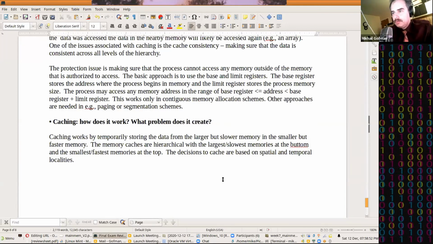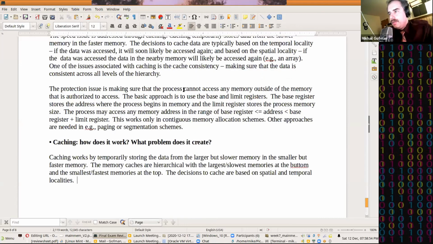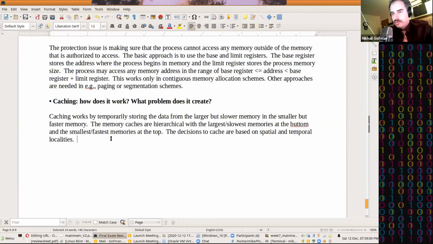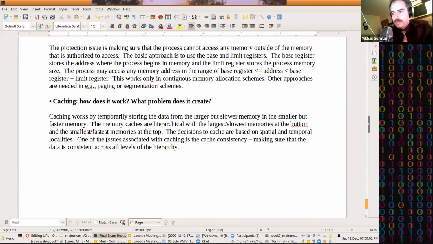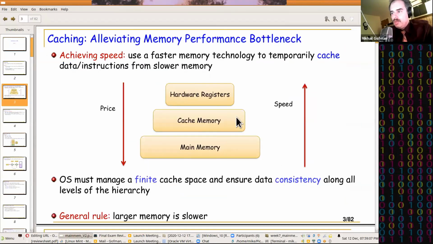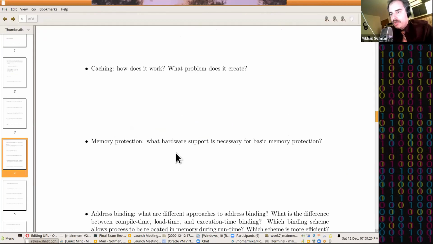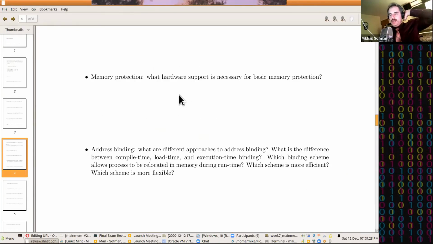Okay, and basically I'll just copy this part. So one of the issues which is created here is the cache consistency problem, where once again we store something in one level of the hierarchy and we update it, and we need to make sure that if somebody accesses it from another level of the hierarchy, they will see the same up-to-date value of the data. That's cache consistency.